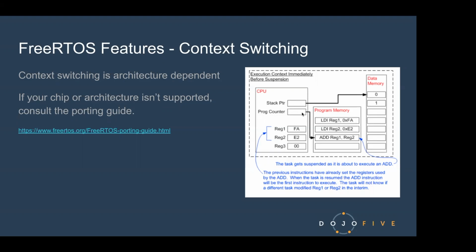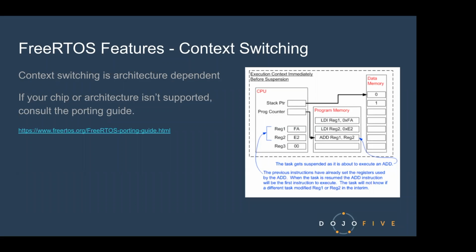The program counter is another item that needs to be saved. Stack pointer is another item that needs to be saved. Basically all of these values need to get saved somewhere, and they get stored in a task control block, which is a block of memory that FreeRTOS uses to manage the different tasks.